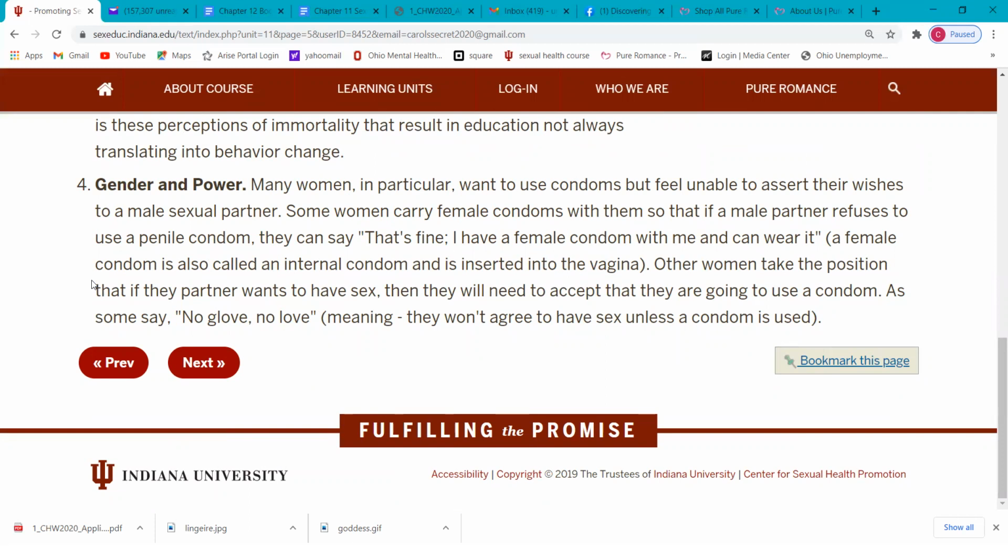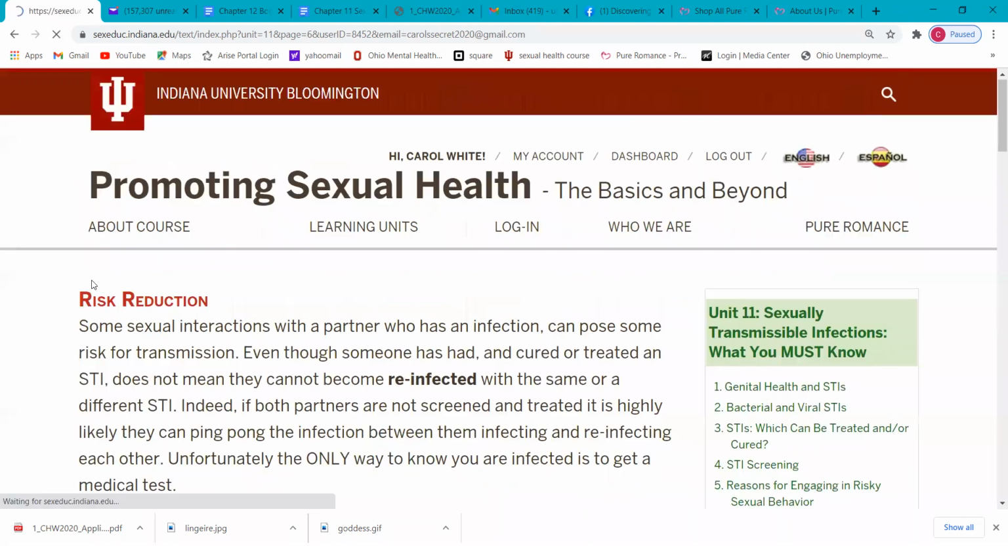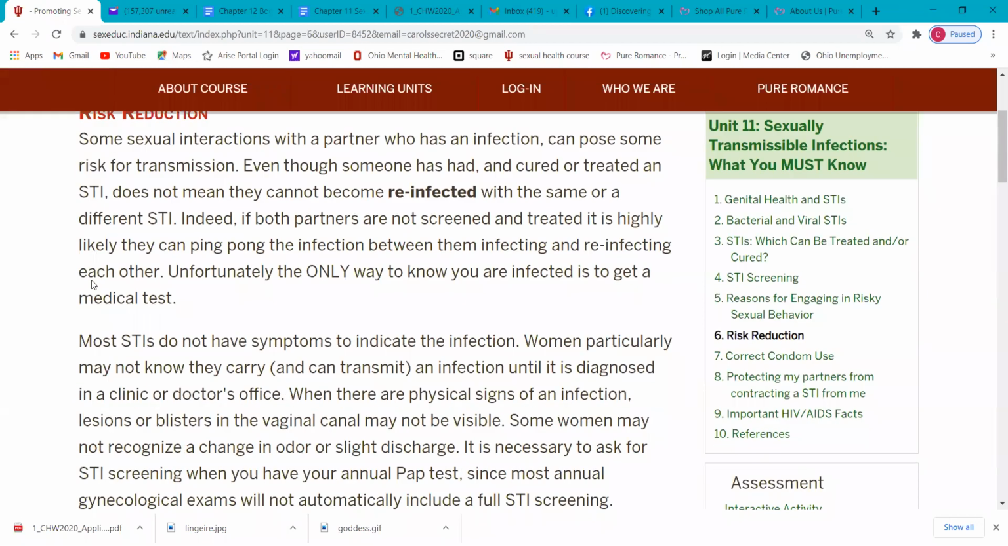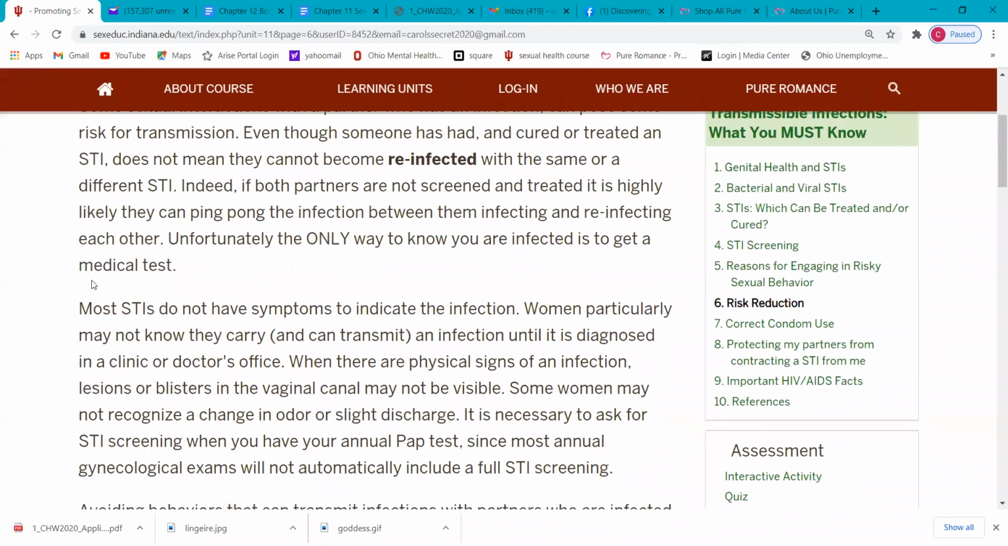Other women take the position that if their partner wants to have sex, they will need to accept that they are going to use a condom, and as some say, "no glove, no love." Meaning they won't agree to have sex unless a condom is used. I like that, no glove, no love. Let's talk about risk reduction.